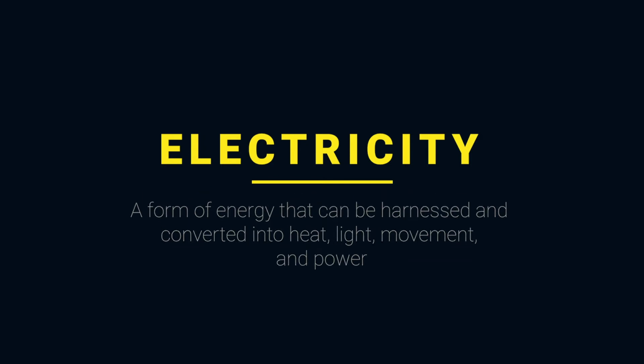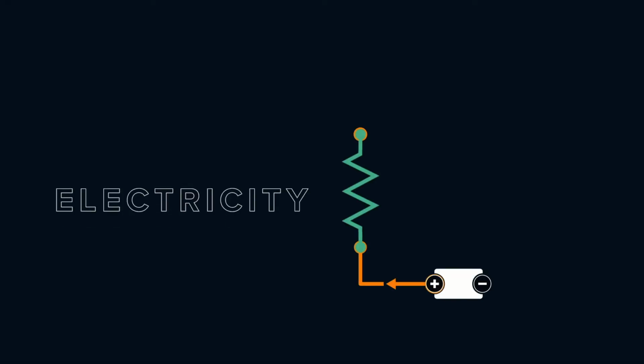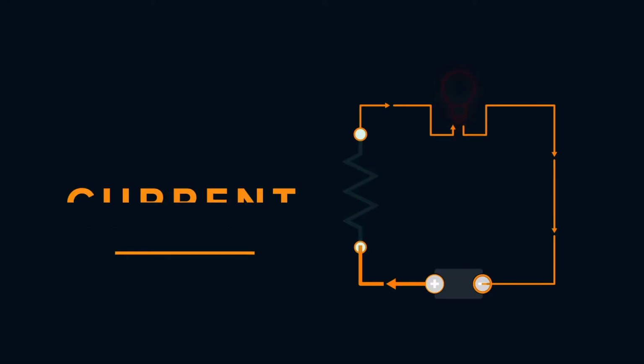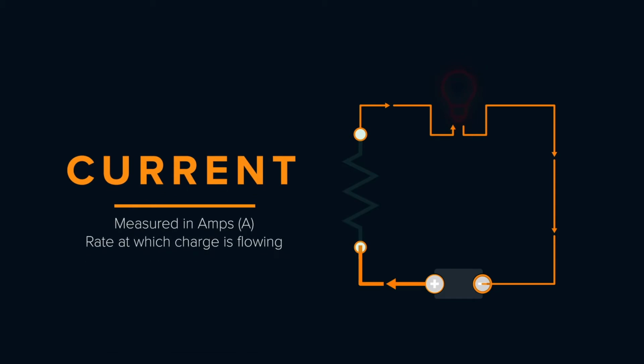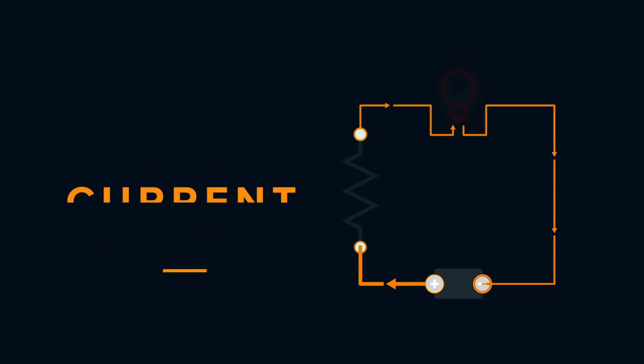But before you begin your project, you should know some of the basics of electricity. Here we have current, which is measured in amps, and it is the rate at which charge is flowing. And in this figure, electricity will travel from the positive end of the battery through the resistor and light bulb and back into the battery on the negative end.